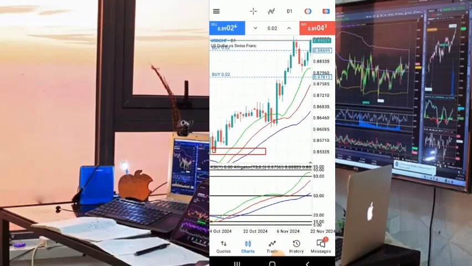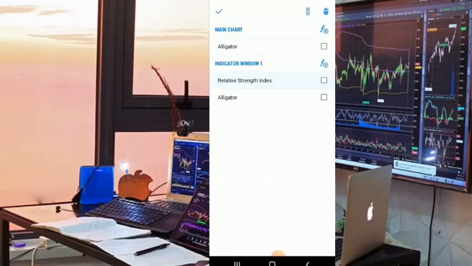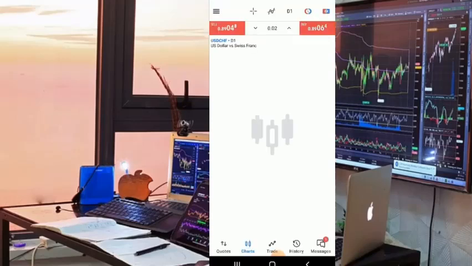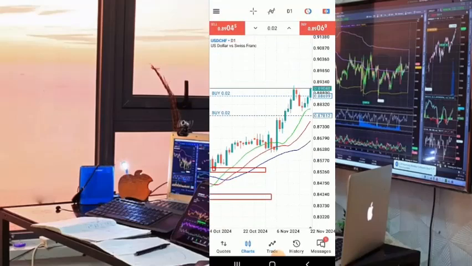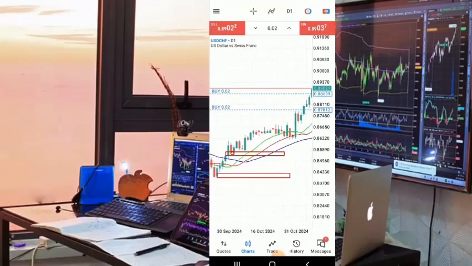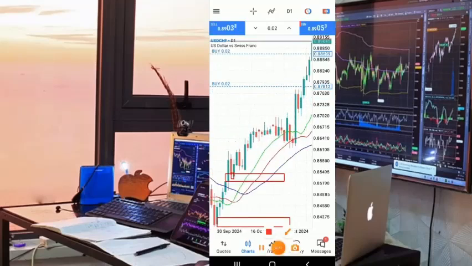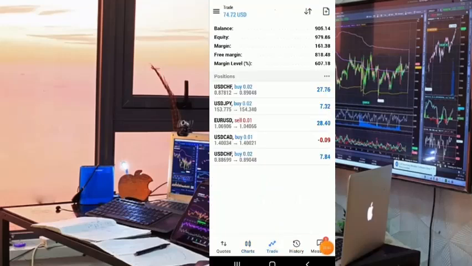Otherwise, the alligator is one of the most profitable ways to understand the market. So right now I'm just going to remove the RSI and the alligator down there. I'll just remove these two. Now I'll be left with just one alligator. So as you can see, we are just left with only one alligator, and things this side are still going pretty amazingly well, as you can see.